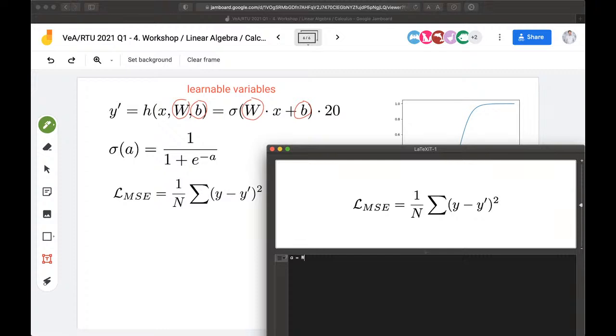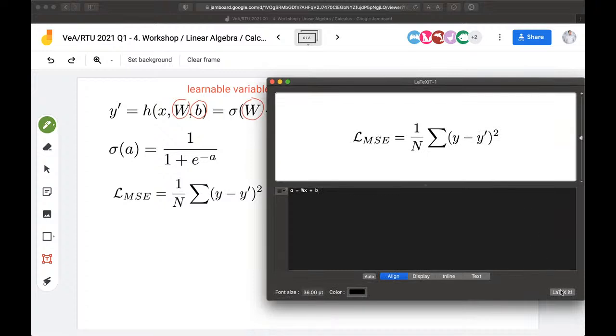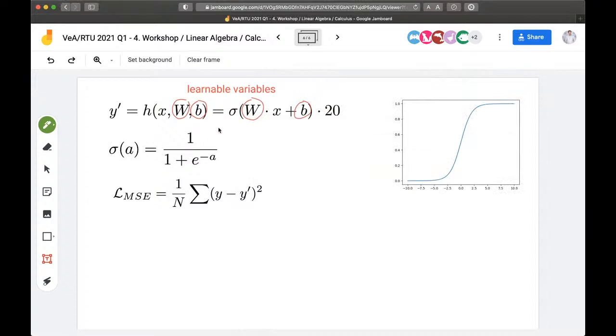A is the inner part of that function, W times X plus B. If I LaTeX it here, you see that A is this part. Up here, if I mark it somehow, this thing is A. The output of that equation is the A. So we don't actually need A, because we know it completely already. But what do we need?